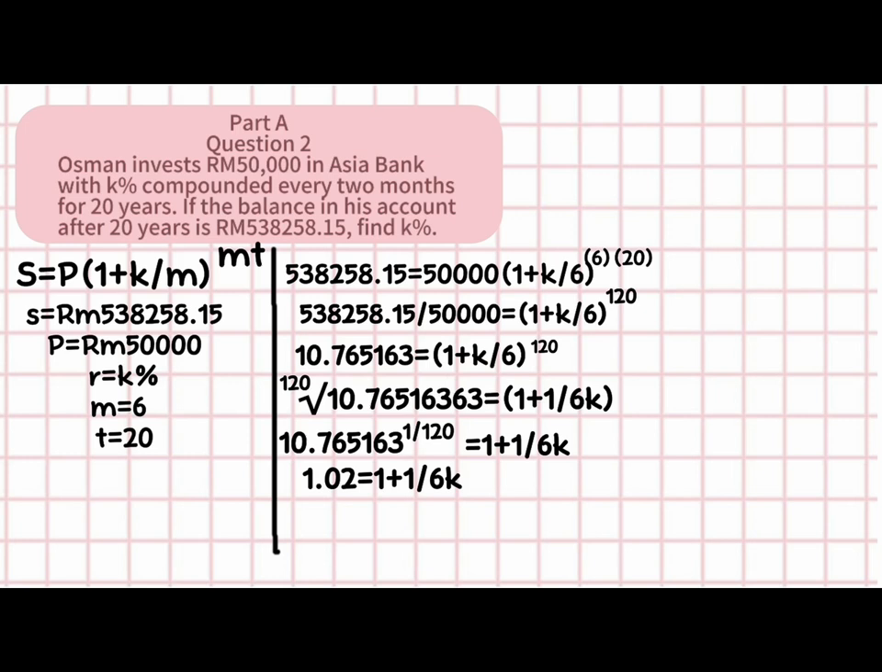Then 1.02 needs to minus 1. Then you will get 0.02 equals 1 over 6K. Then 0.02 needs to be divided by 1 over 6. You will get K equals 0.12. Then you need to change it to percent. K is 12%.